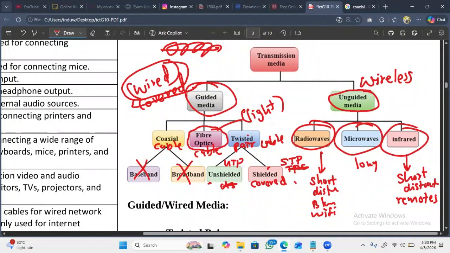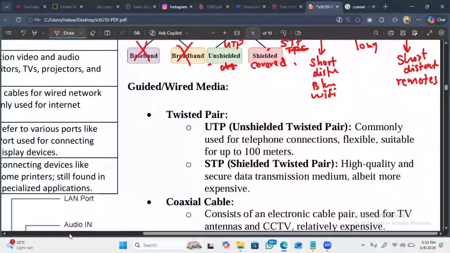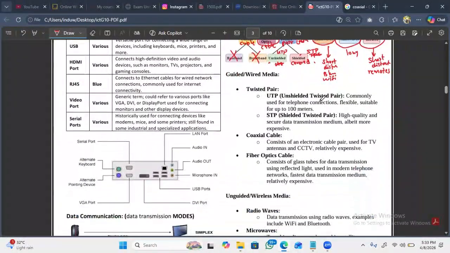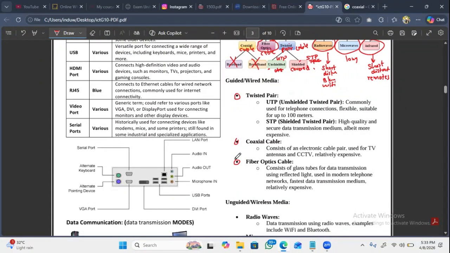Right? All those things have been mentioned down below in the short note again, and with the examples. See, twisted pair is commonly used for telephone connections, flexible. Kids, you should memorize at least one single example for each type of data transmission media. Twisted pair, or coaxial cable, or fiber optic cable. You should do that. Right?